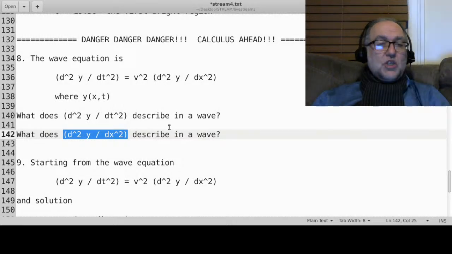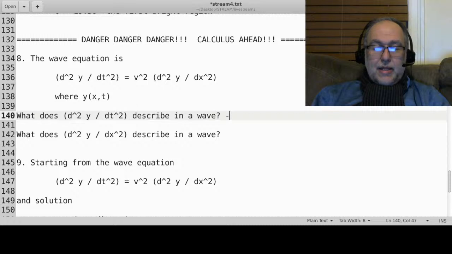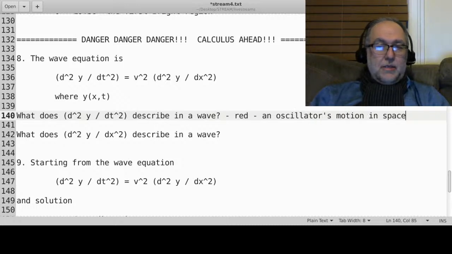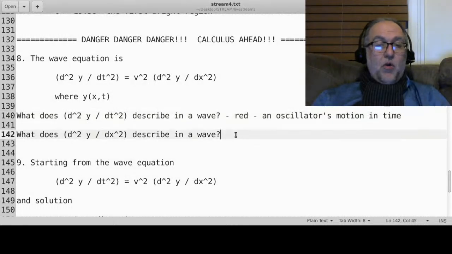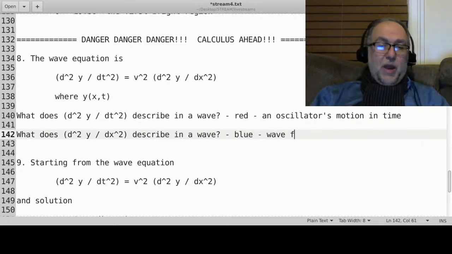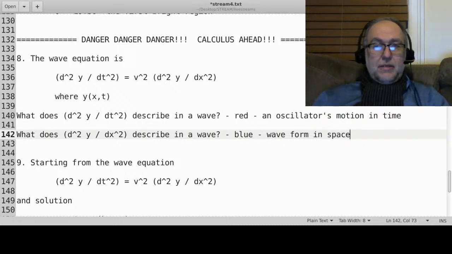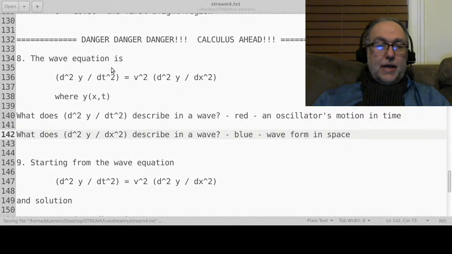So in answer to the question, what does the second derivative with respect to time describe? That was the red line, and it's basically an oscillator's motion in time. I'm sorry, guys, in time, or over time. How does a single oscillator move over time? It oscillates. And what about the second derivative with respect to x? That was the waveform, the blue line. It's basically the wave shape, in space. There you go, that's the physical interpretation of that. Well, there wasn't much to ask there. Before I jumped in and did some math with it, I just wanted to clarify that.